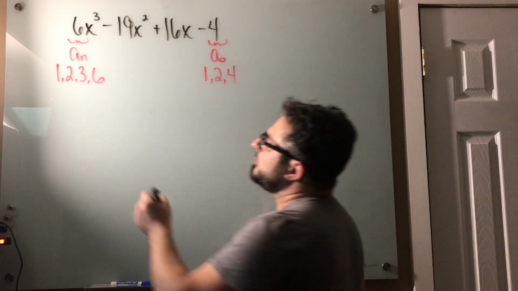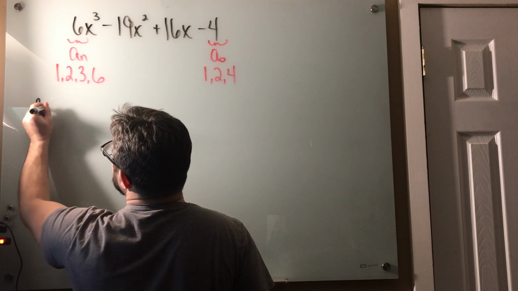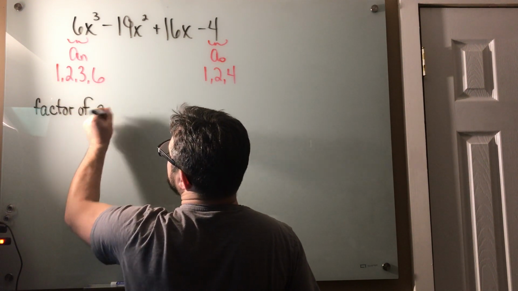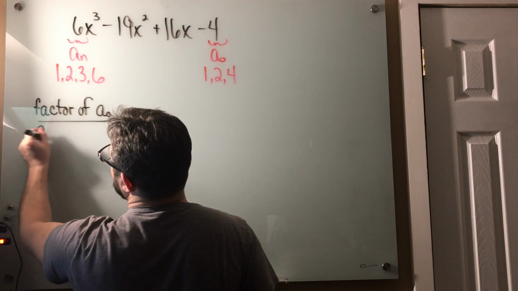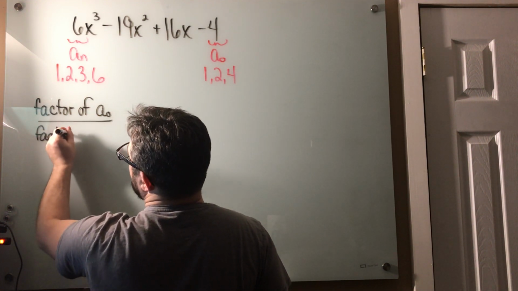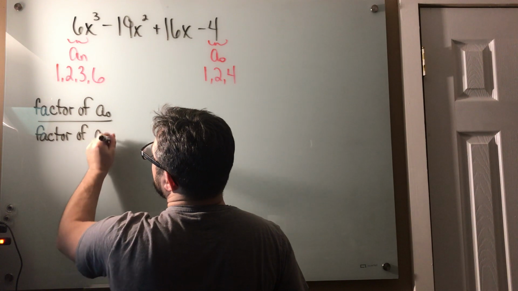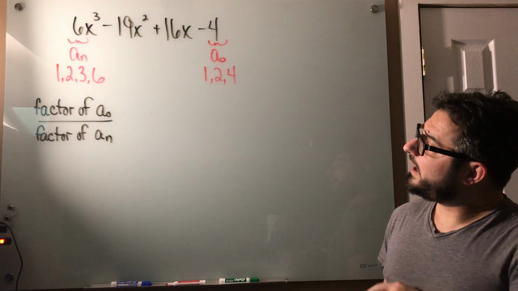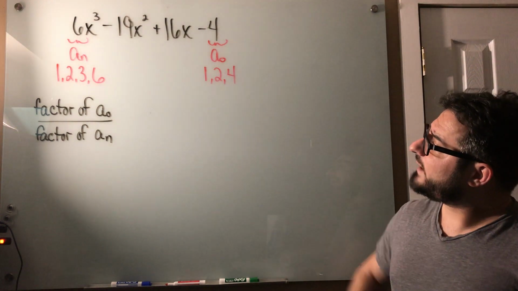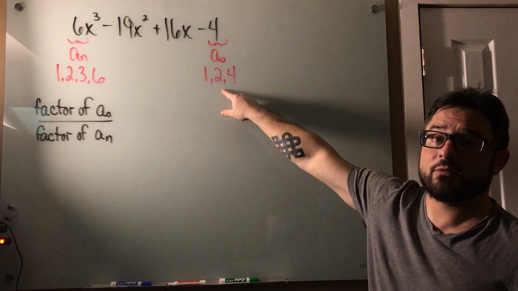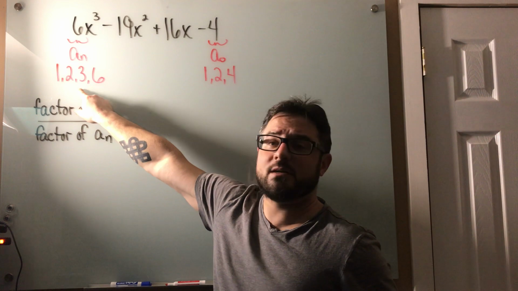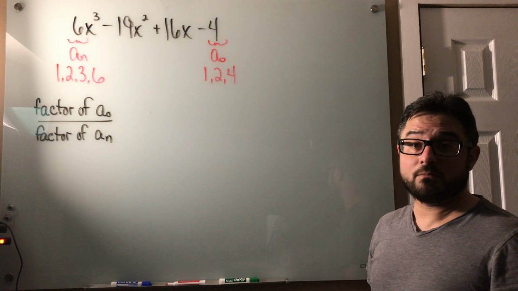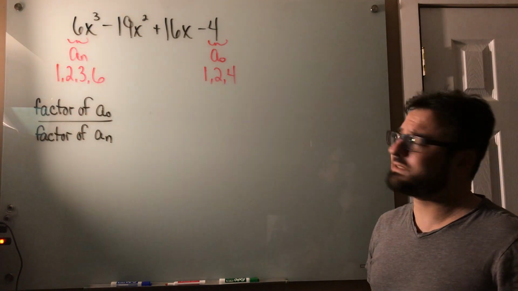Now, when we say some factor of a sub 0 over some factor of a sub n, what it means is that any rational zero would have to be one of these numbers in the top of the fraction and one of those numbers in the bottom. Sounds awful. Not nearly as bad as you might think.